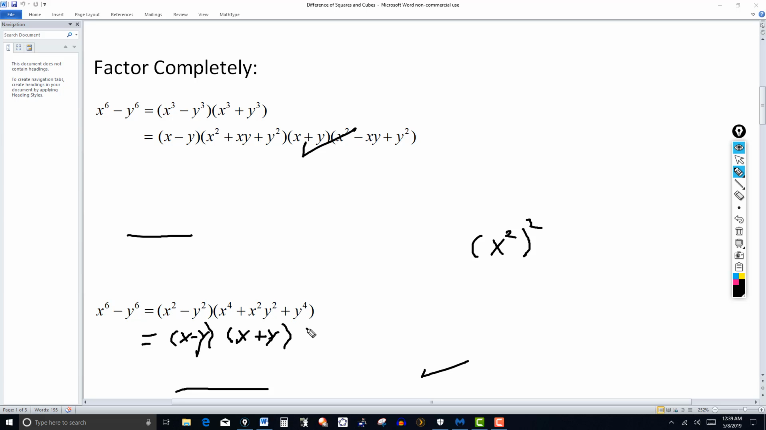And they just wrote this down and said, well, that doesn't factor. So this is plus x squared y squared here, plus y to the fourth.